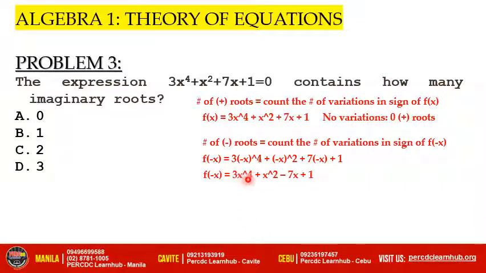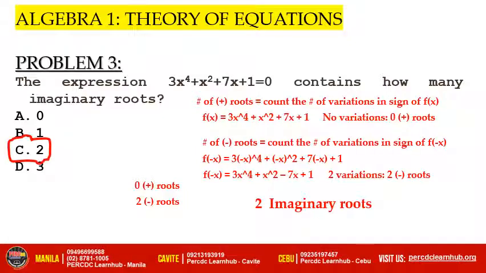So, walang change, plus, plus, ito may change. So, 1, 2. So, therefore, meron tayong 2 variations, so 2 negative real roots. So, meron na tayong 2 real roots and then 0 positive real roots and then kailangan 4 yung roots natin. So, alam na natin kung ilan yung imaginary roots kasi yung naiwan na lang ay imaginary. Wala tayong positive real roots, meron tayong dalawang negative real roots, therefore meron tayong dalawang imaginary roots. Okay? So the answer here is letter C.